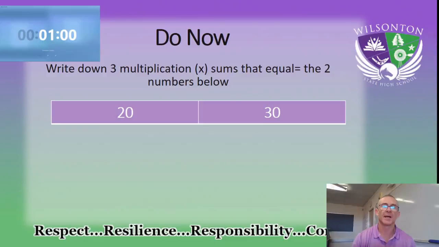Rightio, we have a do now that you have to do. You've got to write down 3 multiplication sums that equal the two numbers. So you've got 20 and 30. See if you can write down 3 multiplication sums that equal 20 and 3 multiplication sums that equal 30. Away you go. You've got 1 minute.